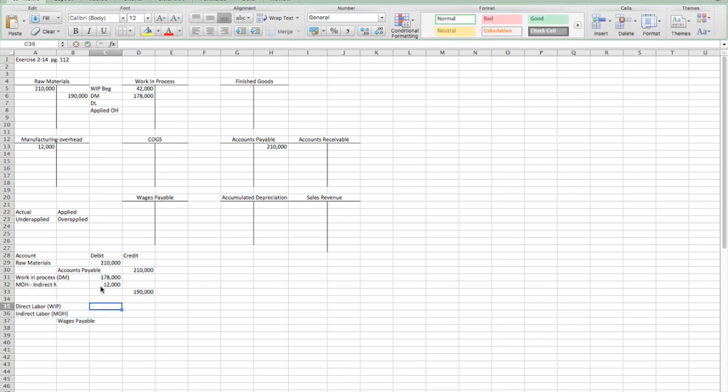So we have a debit of, what does it say, 90,000 and 110,000 indirect. Wages payable will be 200,000, right? We total that up, it'll be 200,000. So we have a balanced journal entry. So direct labor, 90,000, manufacturing overhead or indirect labor, 110,000, and our wages payable, 200,000. Okay.